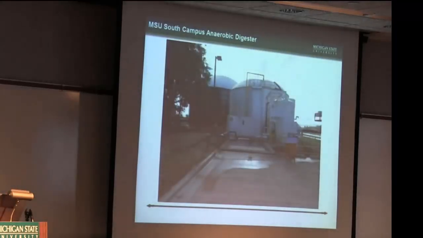So looking at the front end of the system, the white tank is insulated, that's the digester. Gas pipe on top, you can see the yellow gas pipe that comes off, and then the big green blackish tank in the back with the gas holder is the liquid digestate storage tank.